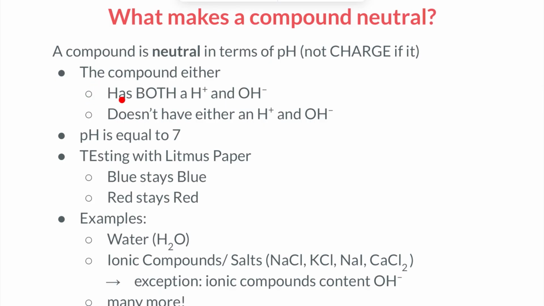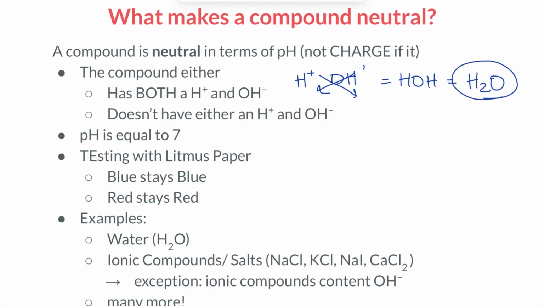If your compound has both a hydrogen ion and a hydroxide ion, that means it is going to be neutral. If we put that hydrogen together with that OH and do a drop and swap, we get HOH, which we could also write as H2O. So that's why water is neutral. And if something doesn't have an H or an OH, that also makes that compound neutral.